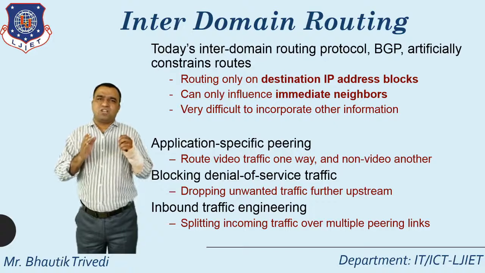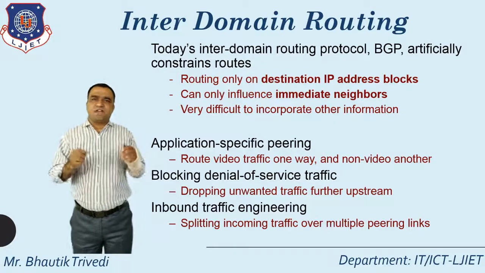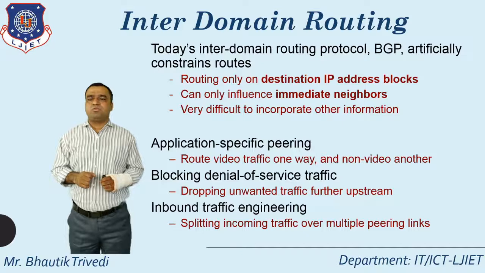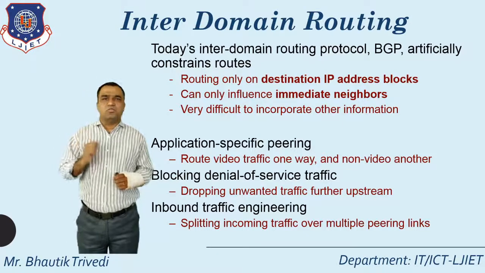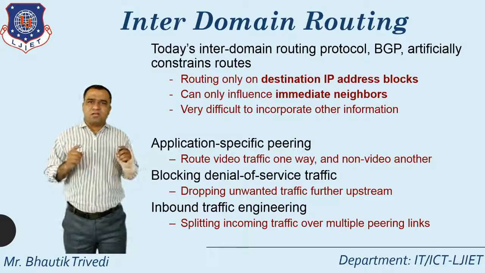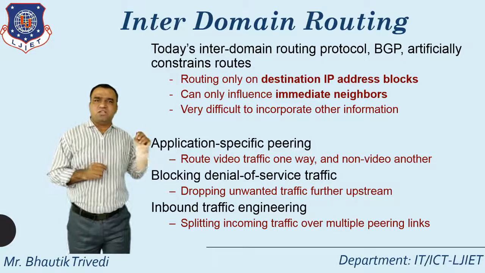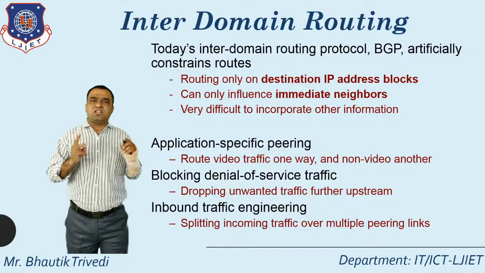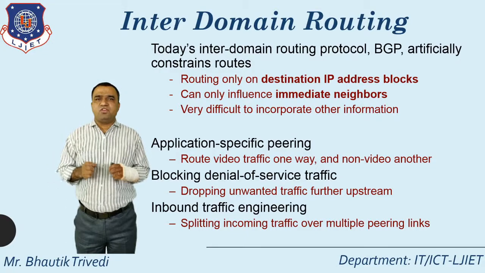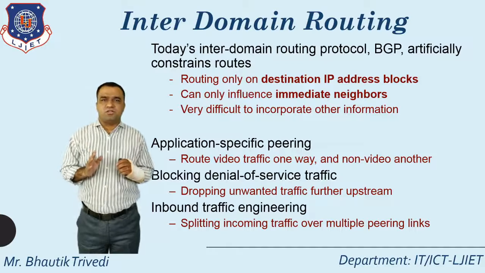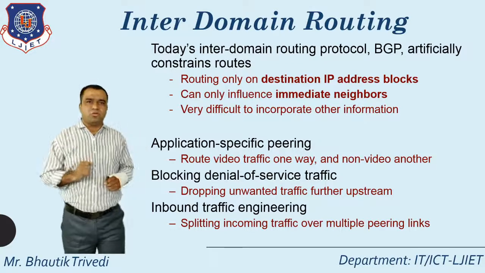So what's the logic behind that? Whenever you talk about the inter-domain routing protocol, it routes only on destination IP address block, that is the most important point. It can only influence immediate neighbors. And the third most important thing regarding inter-domain routing is that it is very difficult to incorporate other information. This is about the concept of inter-domain routing.